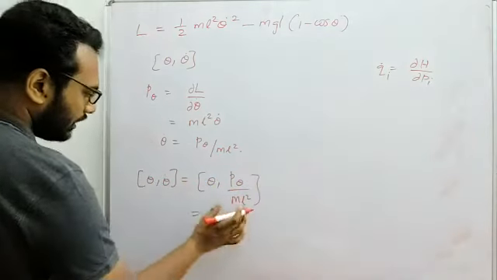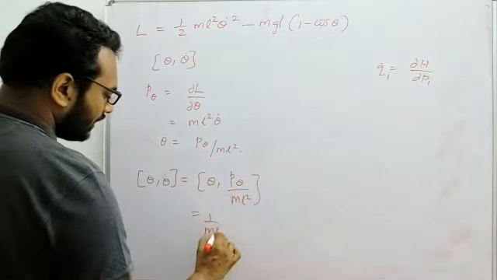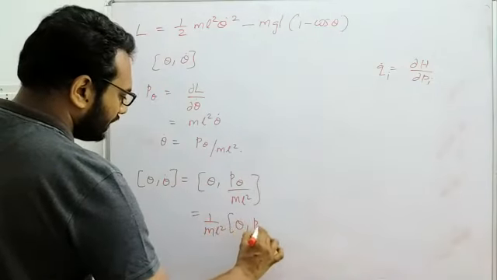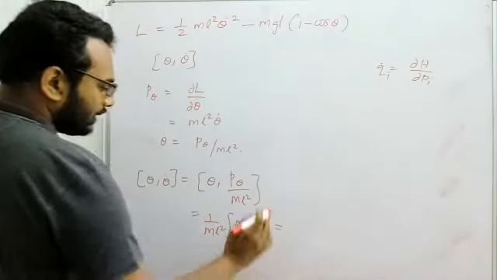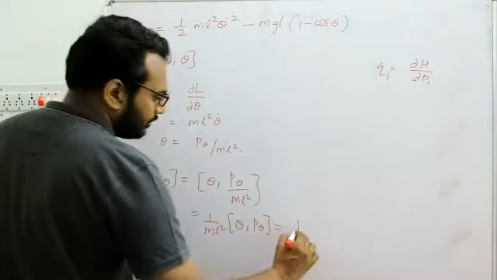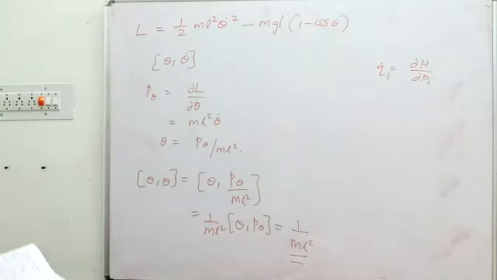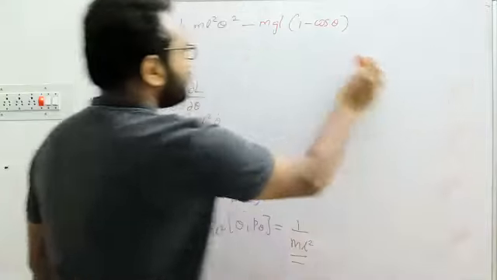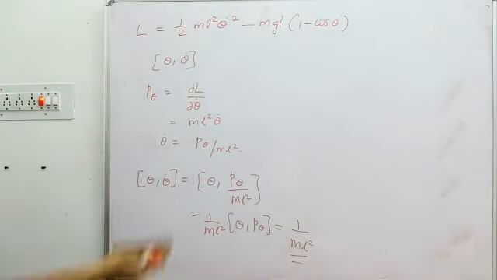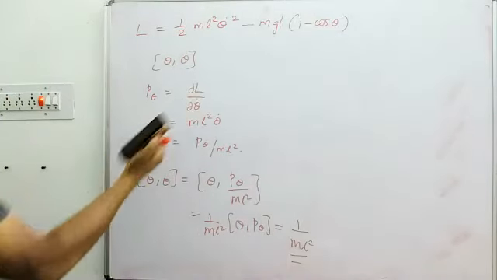You can pull the constant outside: 1 by ml square, theta with P theta, and theta with P theta is 1. So this is simply 1 by ml square. So theta with theta dot, the Poisson bracket, is 1 divided by ml square. That's also not particularly difficult once you know what to do.